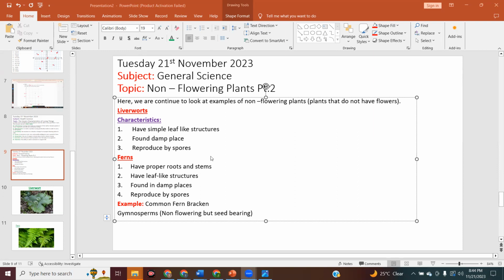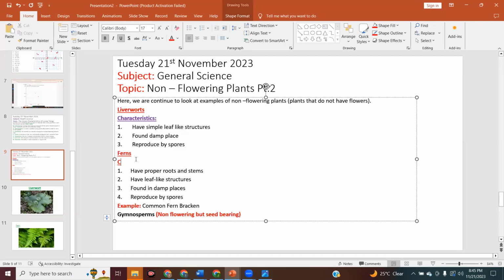All right, can you let me finish? Yes, sir. What I was trying to say is that these are gymnosperms, and gymnosperms are non-flowering, which means they don't have flowers, but they have seeds, okay? And we see them all the time.